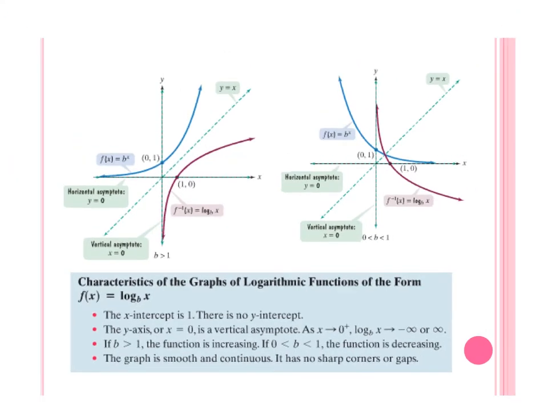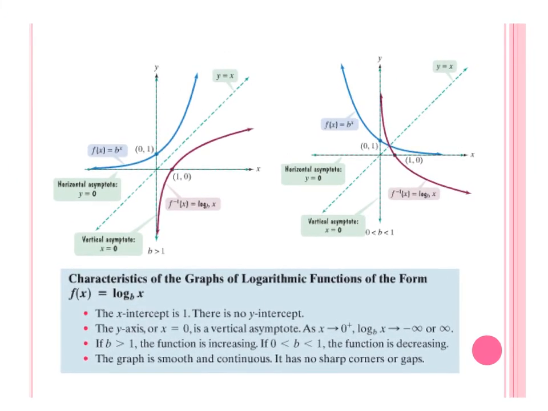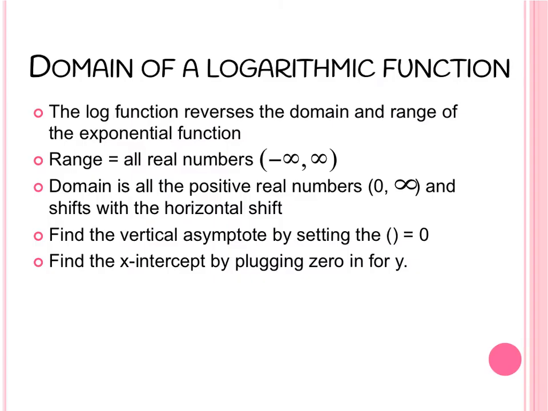It's the same thing I just went over. For a log function, it reverses the domain and the range from your exponential. Your range is negative infinity to positive infinity. Your domain is 0 to infinity. Instead of our exponential shifting up and down, our logarithmic shifts which way?